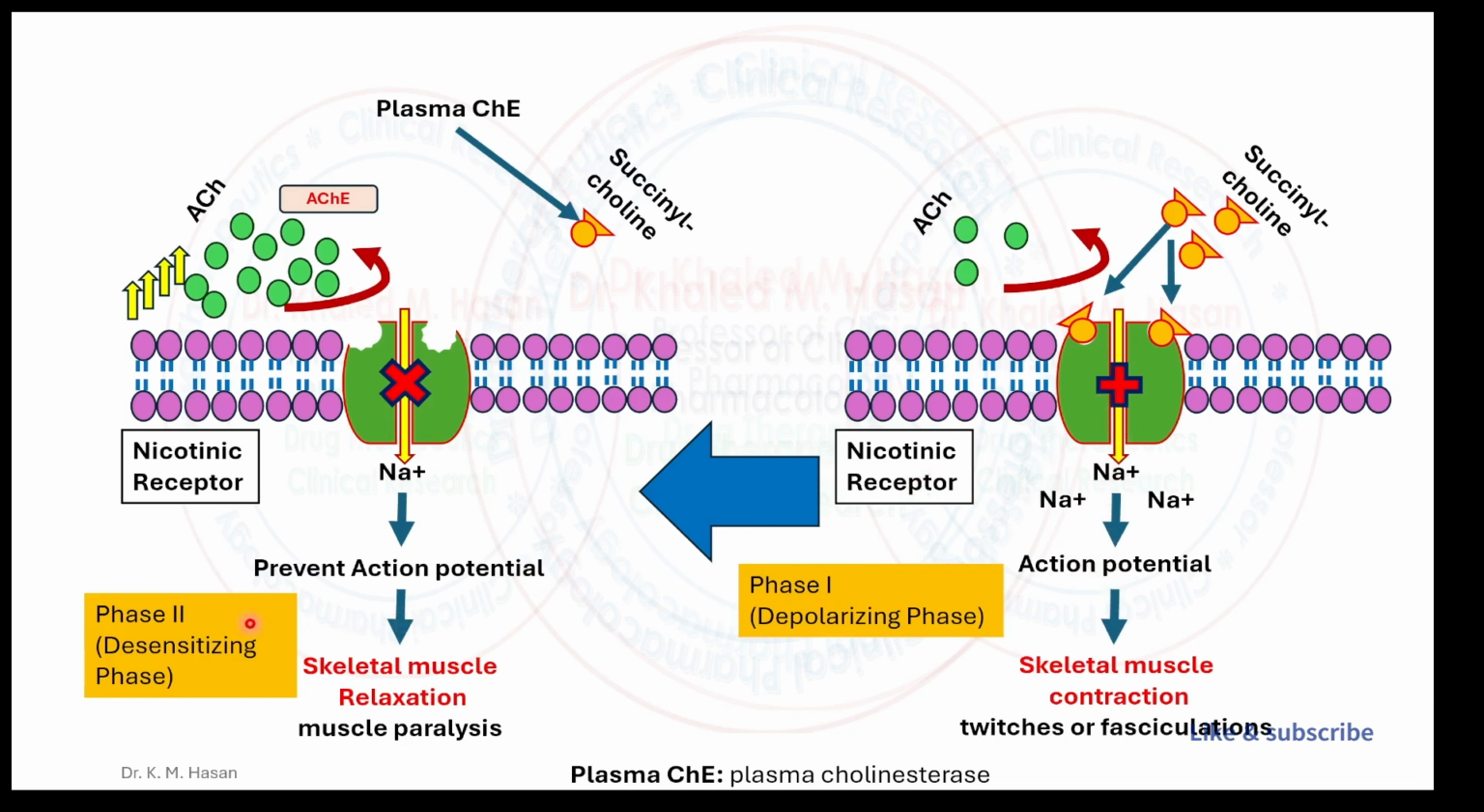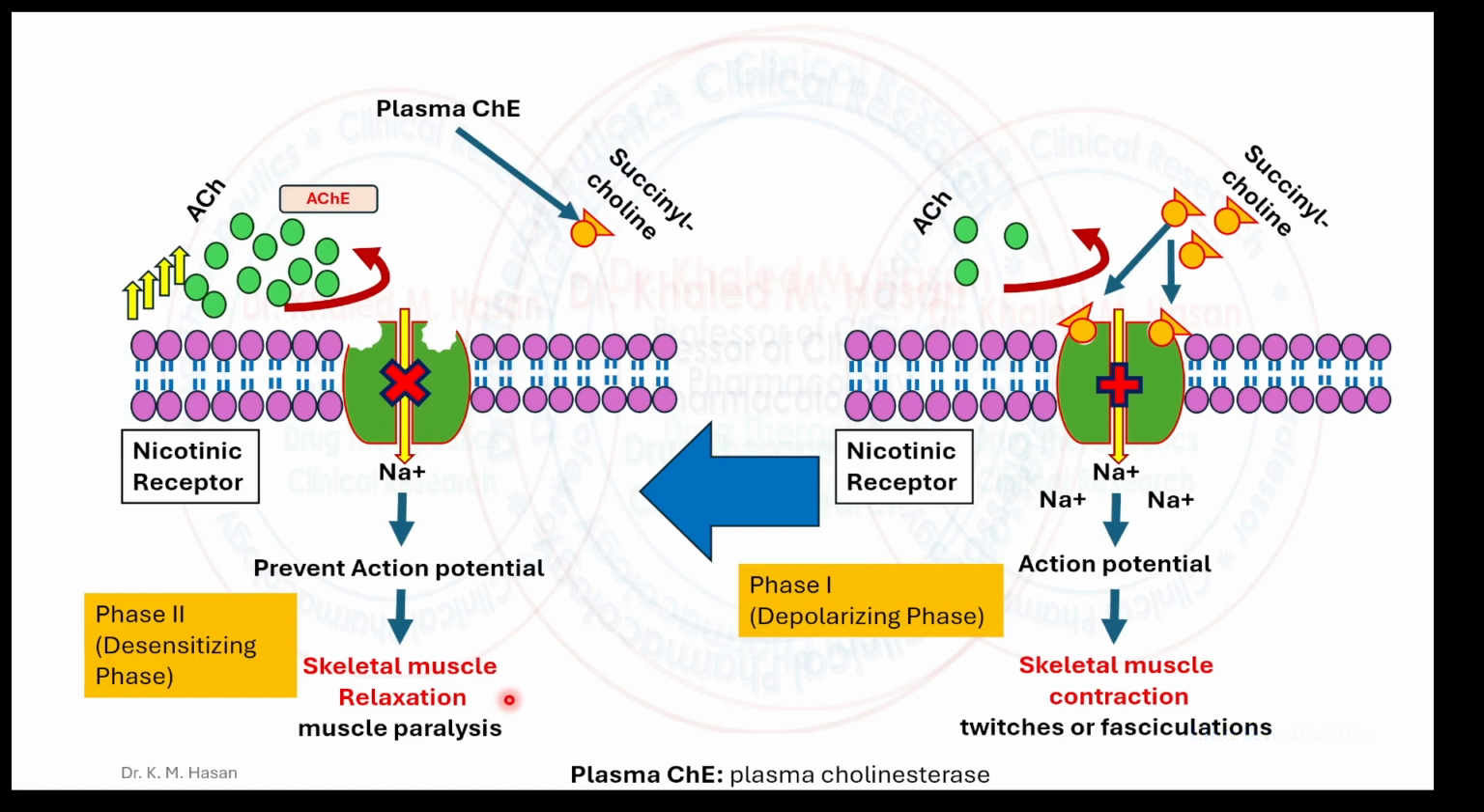Okay, phase two, what happened here? The receptor becomes desensitized, unresponsive to anything. Succinylcholine will be metabolized in the plasma. When the acetylcholine comes and tries to bind, it cannot bind to the receptor because we have a conformational change. We have changes in the receptor shape. So we call this phase two, desensitized. Acetylcholine comes to bind to the receptor, but cannot bind due to the desensitization of the receptor, and this leads to skeletal muscle relaxation or muscle paralysis.